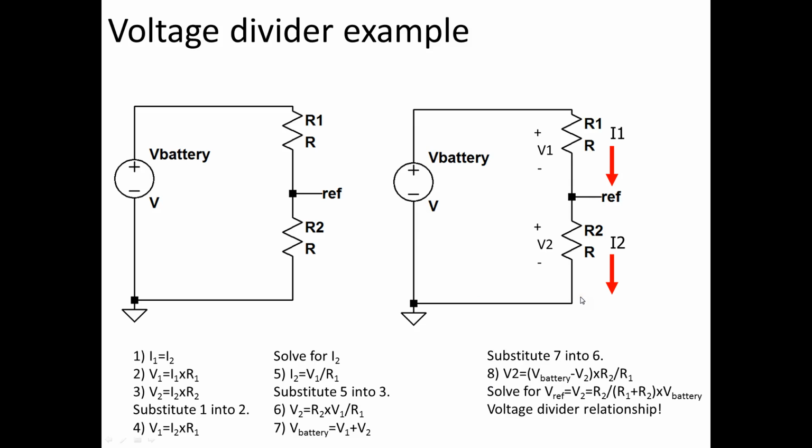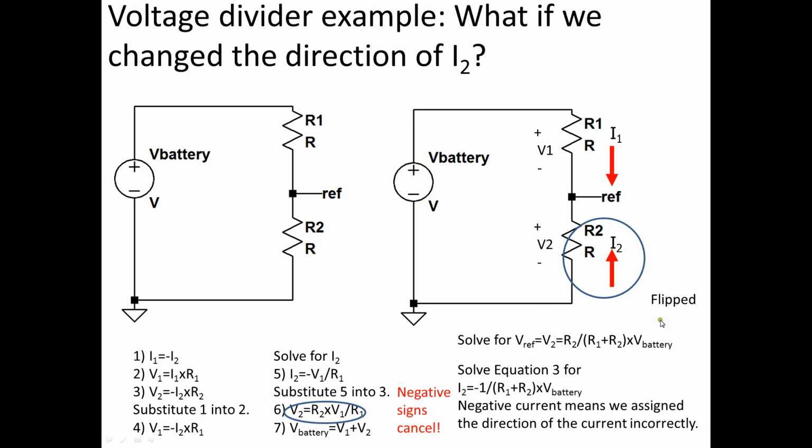Now let's twist this example a little bit. What if I, for some reason, assigned I2 in the opposite direction? How would that look? Well, they're both entering the node. So I'd have I1 equals minus I2. V1 is unchanged. V1 equals I1 times R1 because the current is going from positive to negative on that voltage definition. But in equation 3, V2 equals minus I2 R2 because the current is going in the opposite direction of our defined voltage drop. Again, we substitute 1 into 2, and then we solve for I2.